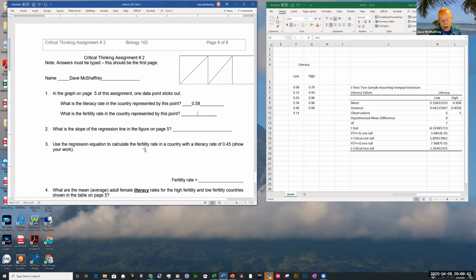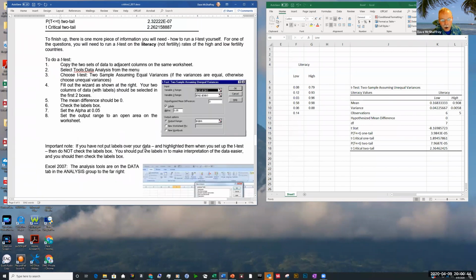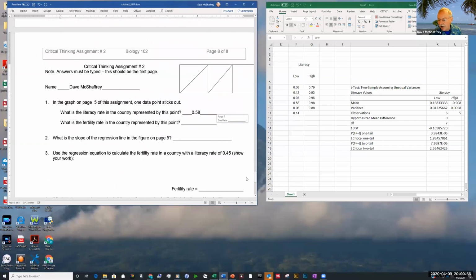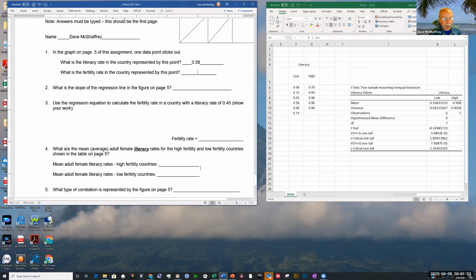What was the slope of that regression line? Well, you go back here and you look at the equation for y equals, and you look for the number in front of the x, and right there's your slope. Don't forget the negative sign, and you type that in. Okay, you guys can see by now, this is not going to be real tough. You've already done the hard work, okay?